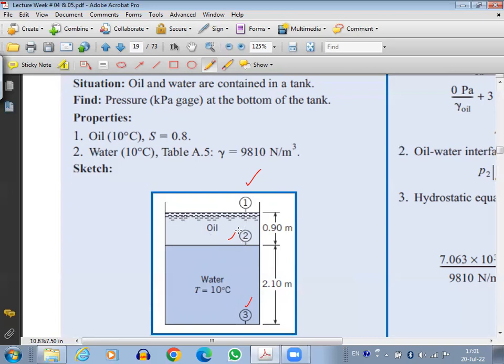So what I'm going to do is make an equation for the piezometric pressure between 1 and 2. Then I will make an equation for piezometric pressure between 2 and 3. And I can solve it. So for the case of 1 and 2, I will use gamma of oil. For the case of 2 and 3, I will use gamma of water.